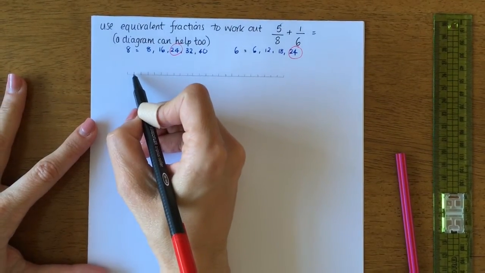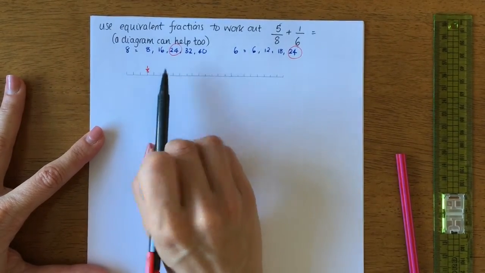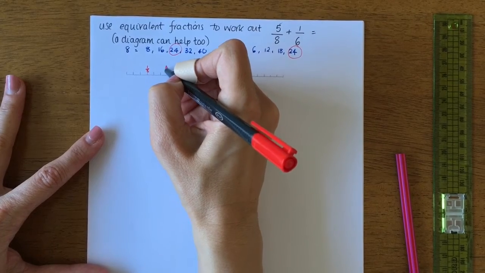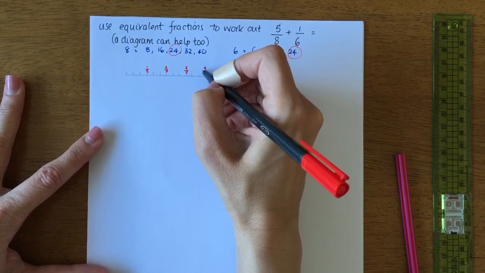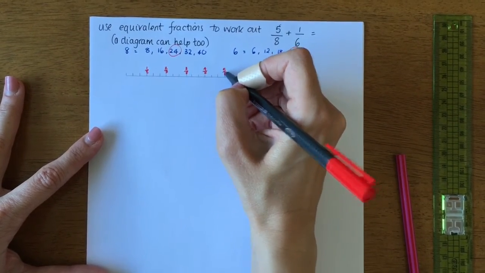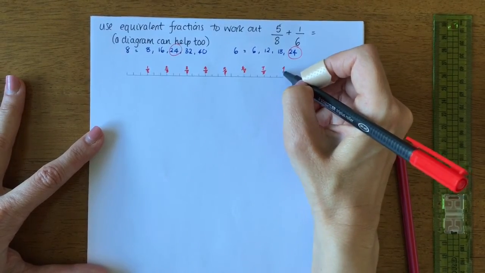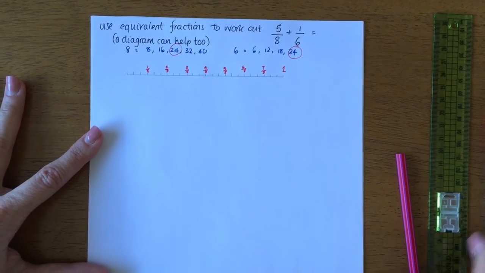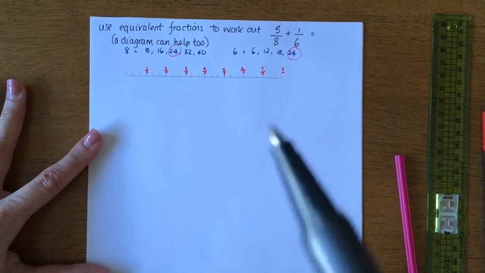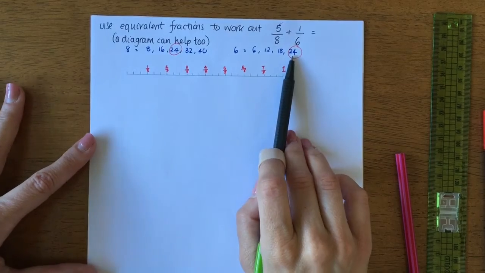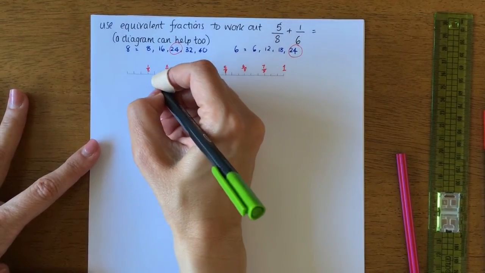So 1, 2, 3, 1/8; 1, 2, 3, 2/8; 1, 2, 3, 3/8, 4/8, 5/8, 6/8, 7/8, 1 whole. Now I need to do the same with the other one. So I need to represent it into 6ths. Now 6 goes into 24 4 times, so every 4 lines I will have a 6th.